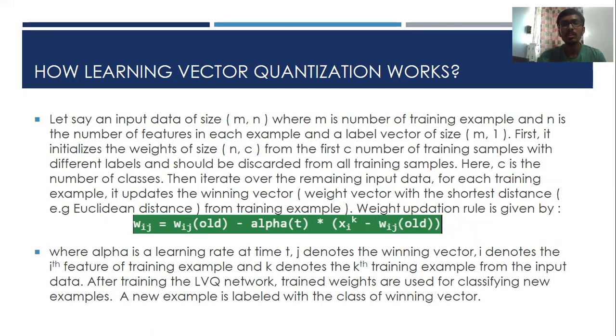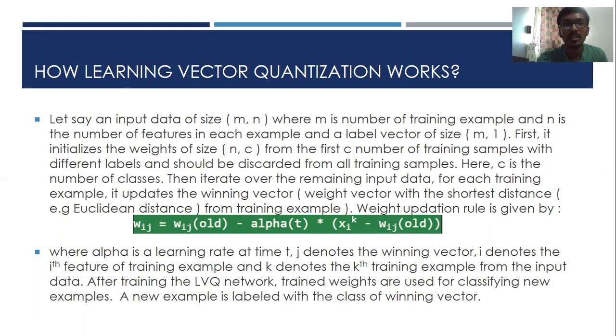So now I want to give you a fair idea of how LVQ works. This may seem a little bit intimidating and you may not understand it in the beginning, but then slowly and gradually as we come to other examples, you will be able to understand. So let us say an input data of size m comma n, where m is number of training examples and n the number of features in each example, and a label vector of size m comma n. So here basically L represents the size of this label vector.